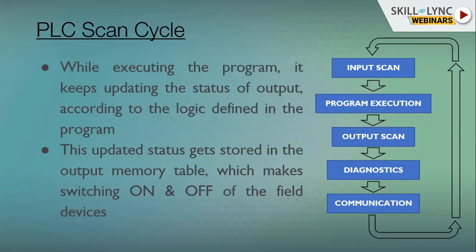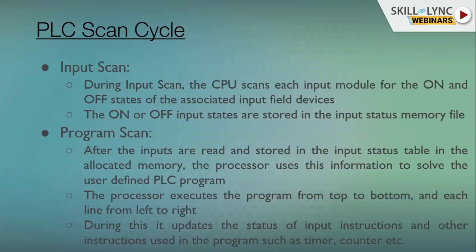You can see on the right side, it is illustrated in an image that in the PLC scan cycle, we will have input scan, then program execution, then output scan, then diagnostics, then communication. And this process repeats. Once each step gets over, the process will repeat until our PLC is in run mode. So let's talk about each scan type in detail. First, input scan. In input scan, when you switch on the PLC, and the PLC is connected with field devices.